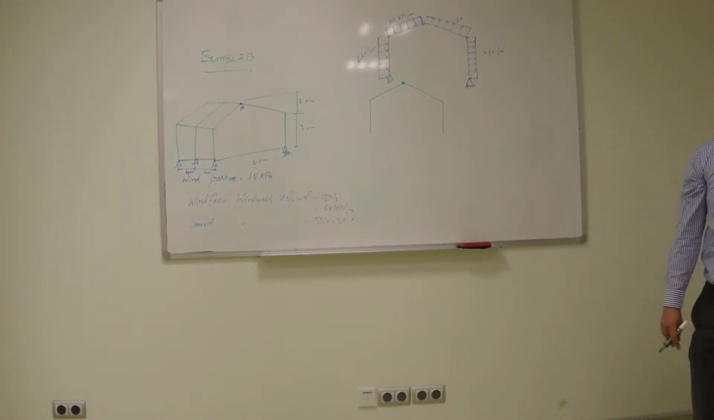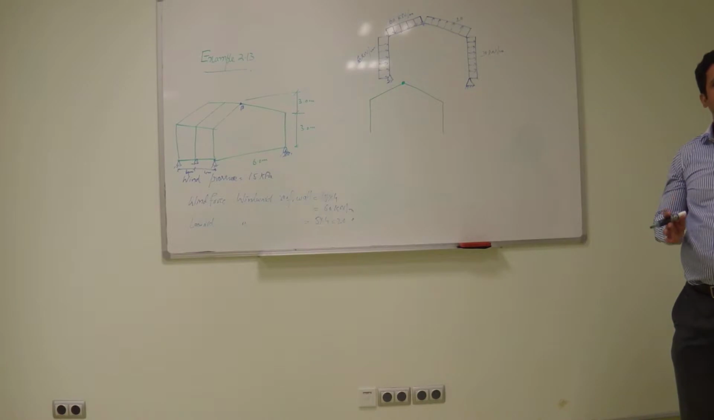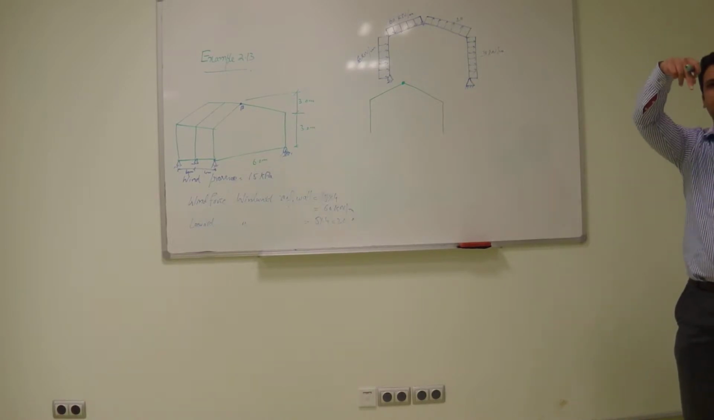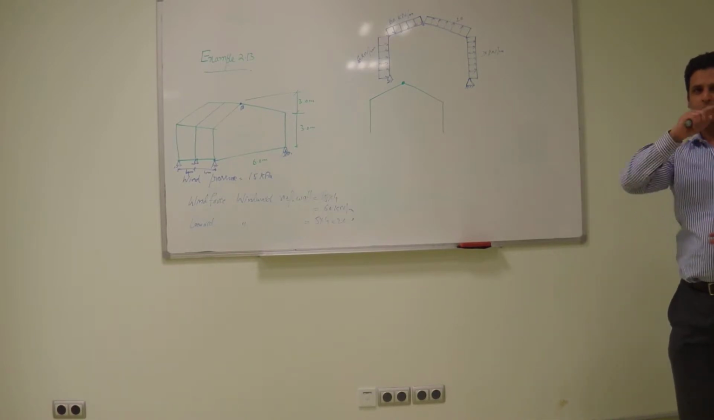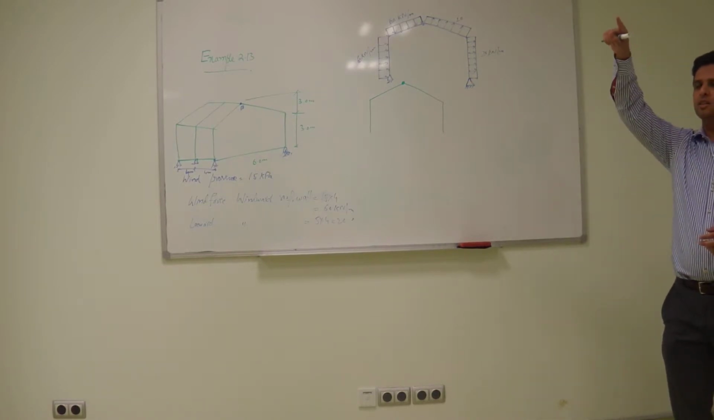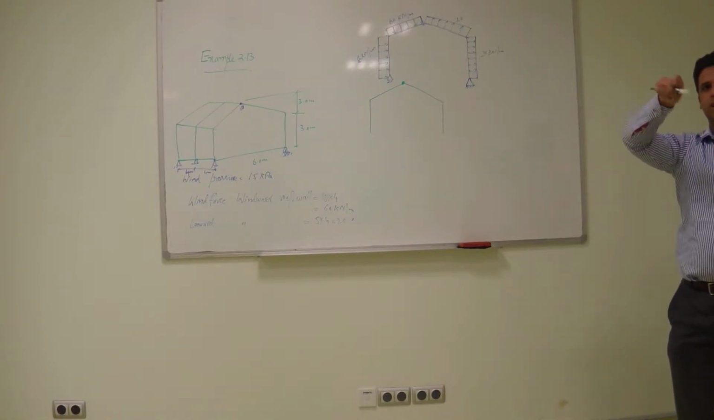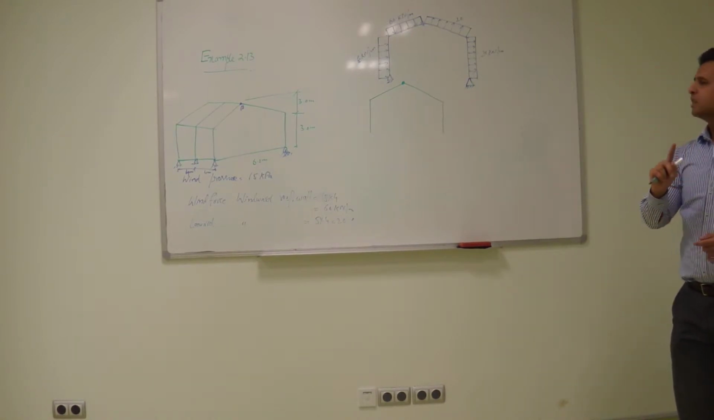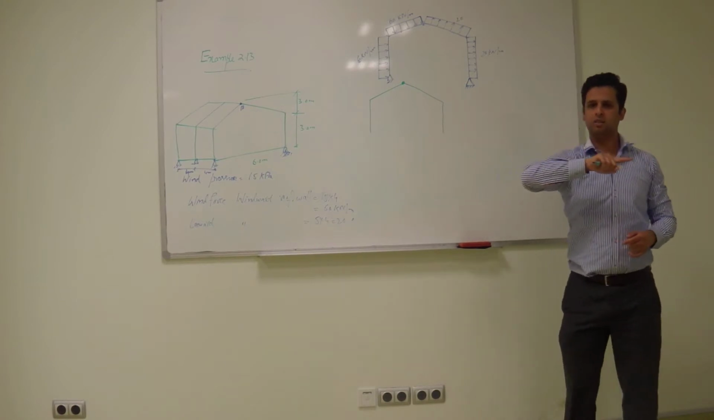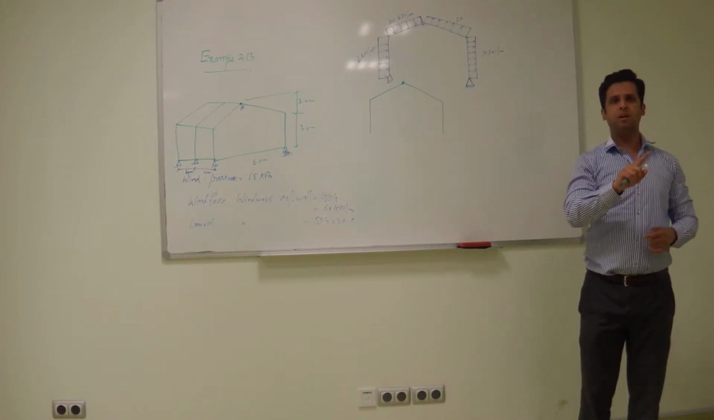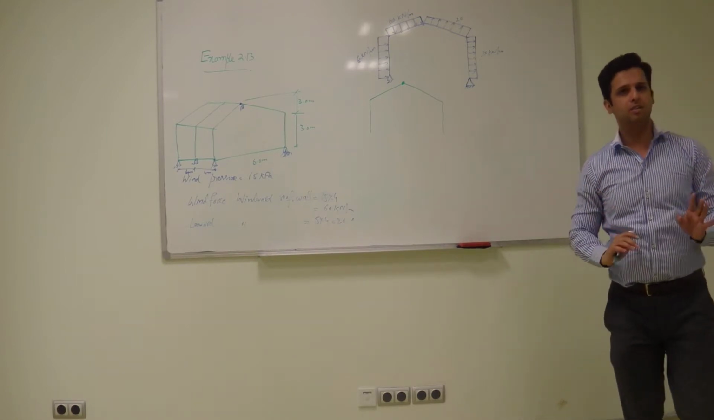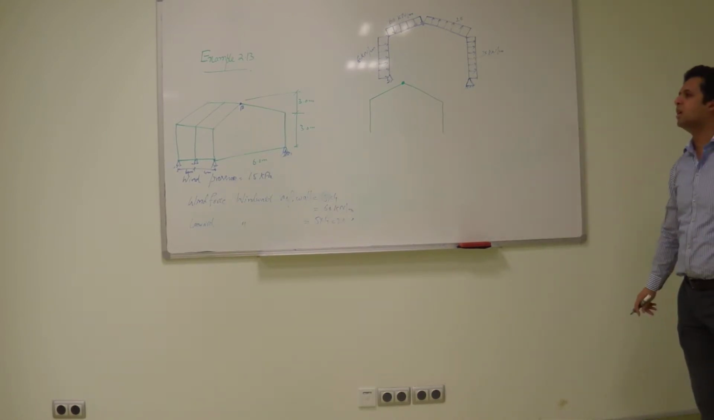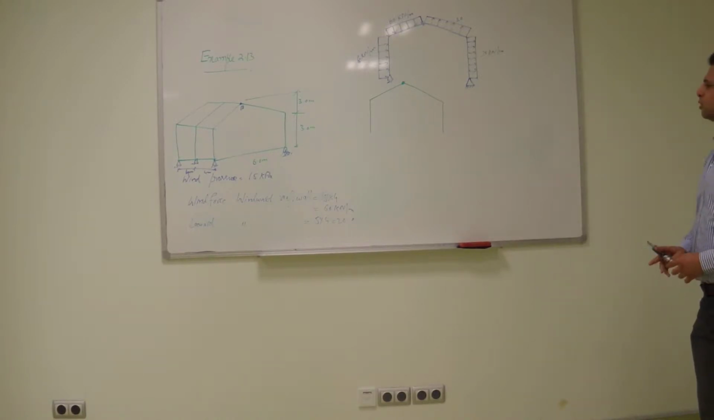So it's your choice, but the effect is different. The point load has a straight shear force diagram, but the UDL has an incline or decline. Similarly, the moment diagram for a point load is like a triangle, but for UDL it's like a curve. So the effect is different. Okay, keep that in your mind.